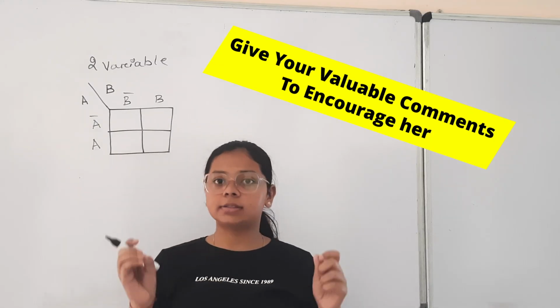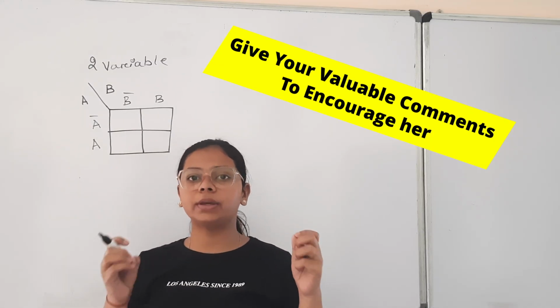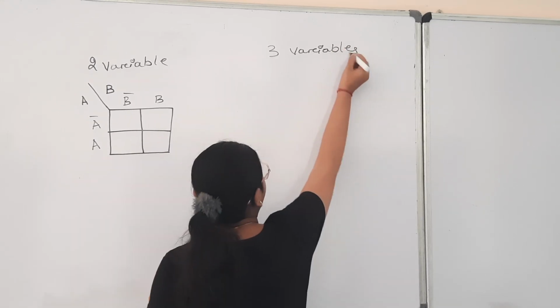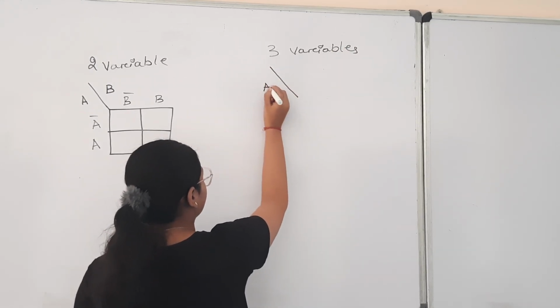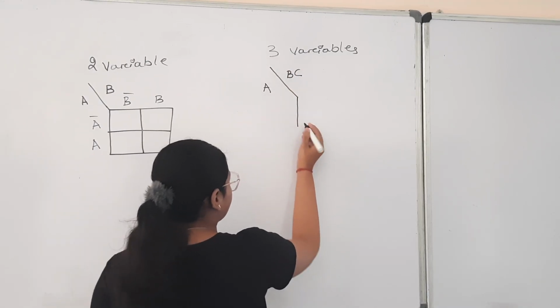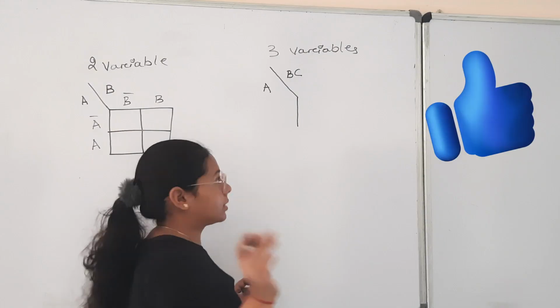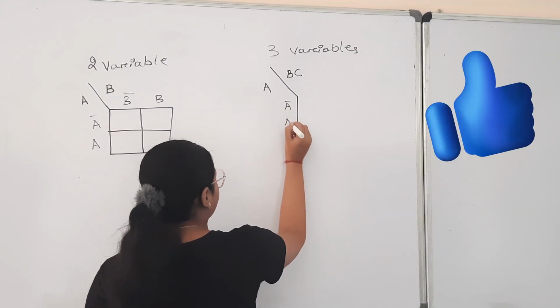Our next type is 3 variables. Now I will consider A, B and C to be my variables. That is, our first step is I will draw the separation line. On one side I will write A, on the other side I will write B, C. I will take a 2 into 4 matrix. That is, in row 1 I will consider A0 and A.